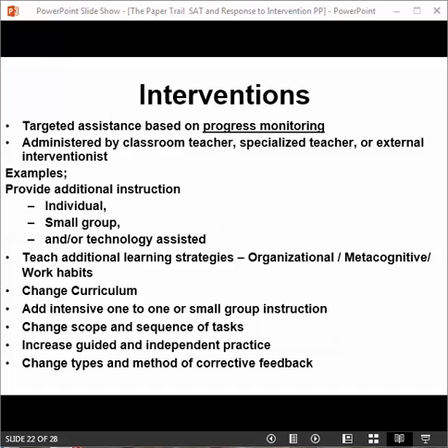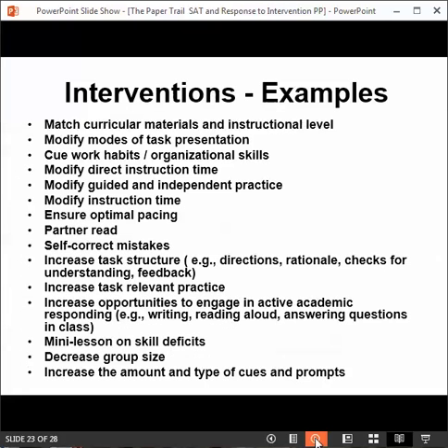You could add intensive one-to-one or small group instruction. You can change the scope or sequence of the task to break it down a little bit. You can increase guided and independent practice. You might change the type and method of the feedback. So if they're supposed to be checking their own work, the teacher might be checking it, or there may be some kind of sheet that they use to check their feedback.